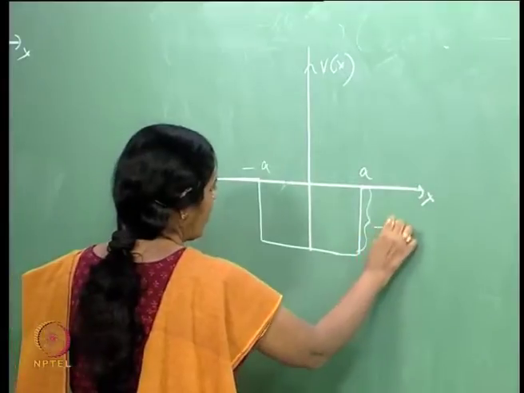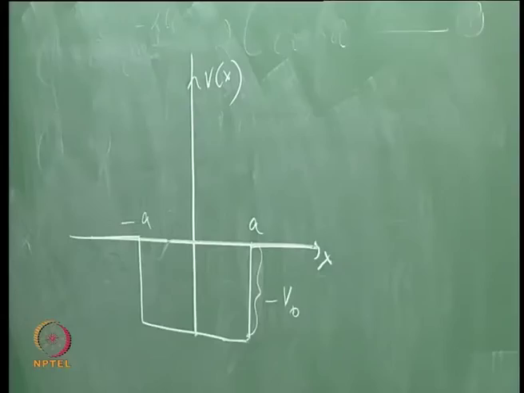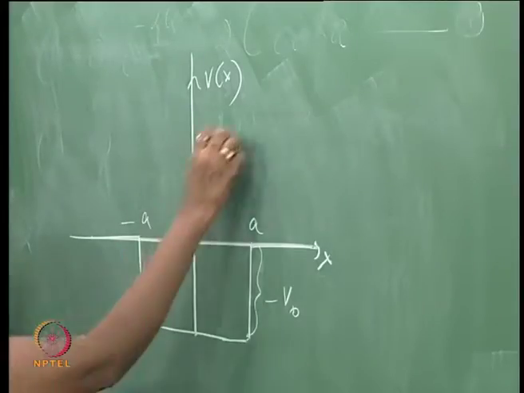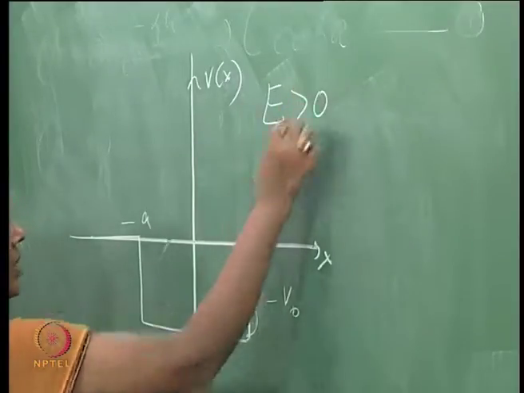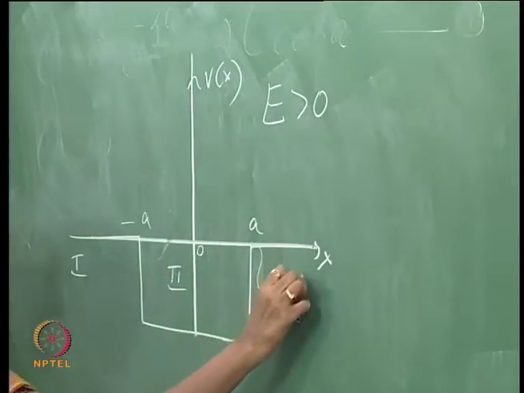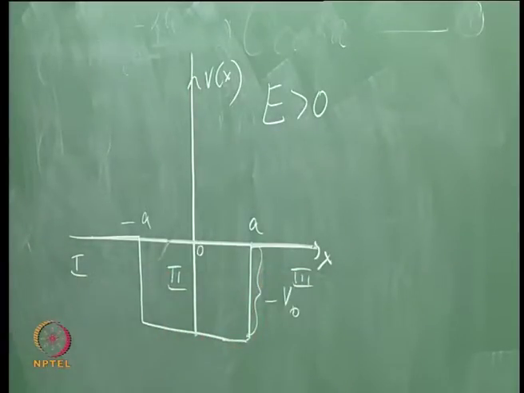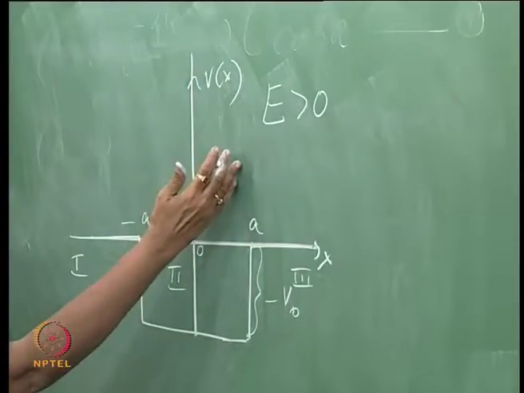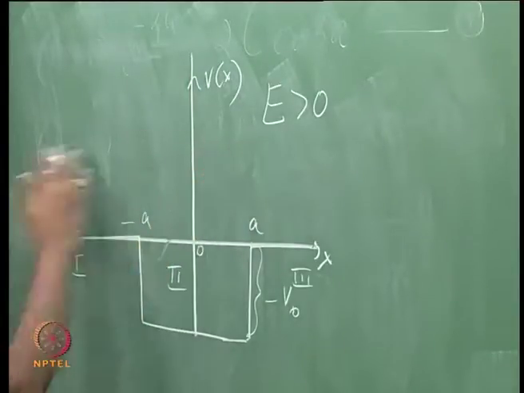This is minus V naught, where V naught is positive, except that now we look at energies greater than 0. This is the reference level, this is the origin. So the energy is greater than 0, and you have regions 1, 2, and 3. Even from a very classical viewpoint, it is clear that the particle with mass m can move all over.